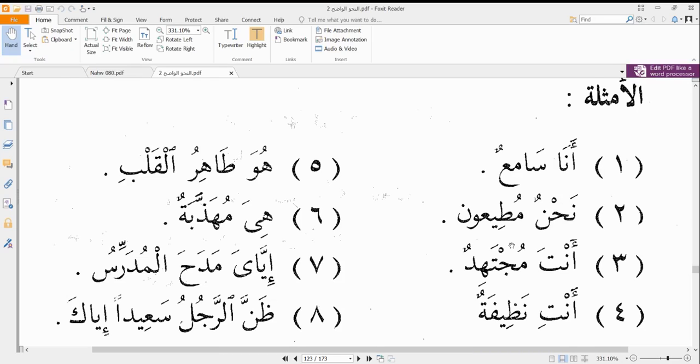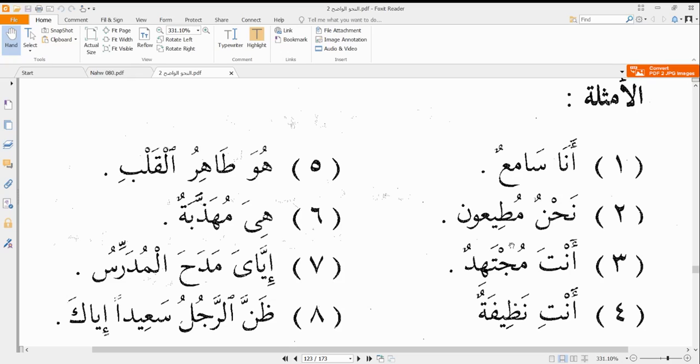And that is why we are able to use ana specifically, because it is khasatul rafa'i and we have a place of rafa' here. The second one is nahnu muti'un. You can see here we also have mubtada. Nahnu is also in the place of mubtada. Anta mujtahidun. Anta is also in the place of mubtada. You are someone who strives. Or anti nadhifatun. You can see that this damir is also in the place of mubtada. That is, you are neat, but we are talking to a female.